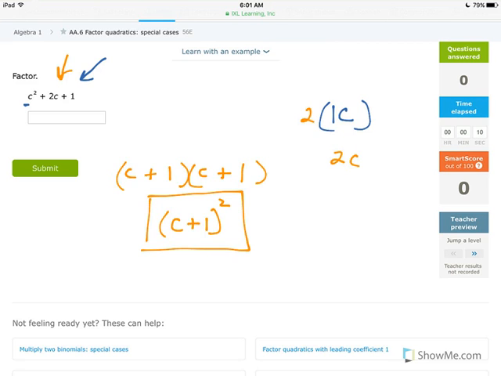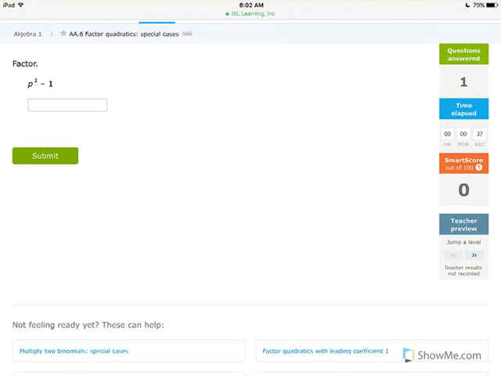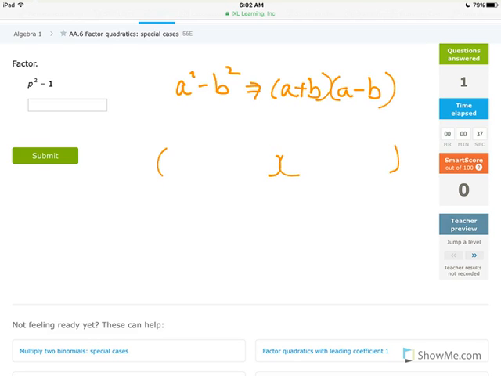And let's try another one. So notice this one does not have a middle term. It just has a front and a back. So this is the difference of two perfect squares. So this is a squared minus b squared factoring pattern, and that's going to factor out to be a plus b and a minus b. So we know it's going to follow that form.